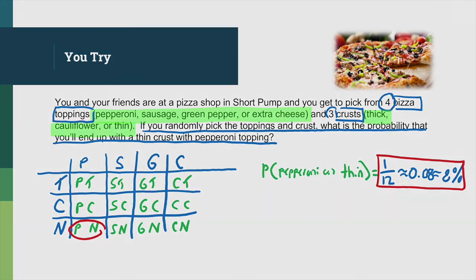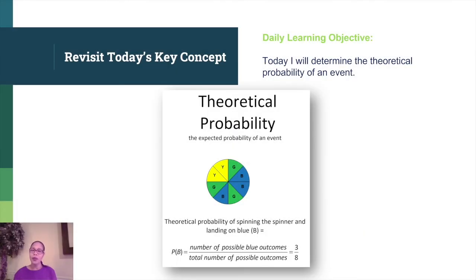So as we prepare to conclude this lesson, let's go ahead and revisit our learning objective and our key concept. Our learning objective was to determine the theoretical probability of an event, and we continued our practice finding the theoretical probability of one event and the theoretical probability when we had combinations.